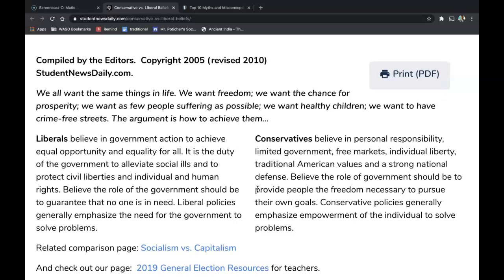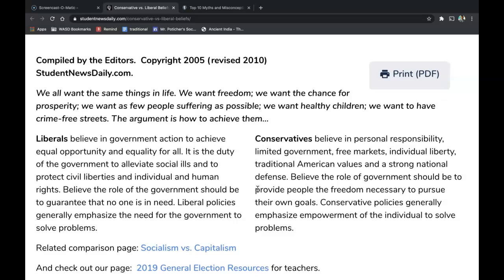Before we get started, here's a little bit of an introduction just to preface this the correct way. We all want the same things in life. We want freedom. We want the chance for prosperity. We want as few people suffering as possible. We want healthy children. We want to have crime-free streets. The argument is really how we achieve them.